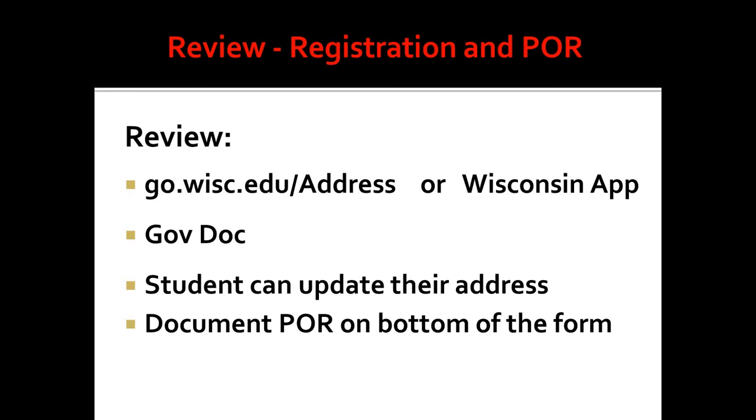So let's review. go.wisc.edu/address is a direct path to the student's address page. An alternate is to use the Wisconsin app. The addresses page is a government document. The student can easily update their address if needed. Document the POR on the bottom of the form.